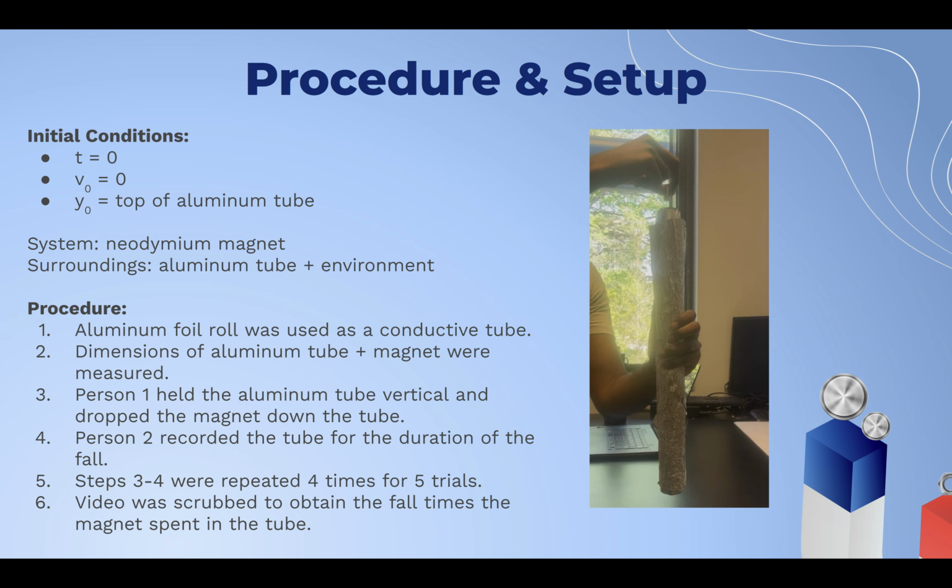First, an aluminum foil roll was used as a conductive tube, and the dimensions of the tube and magnet were measured. Person 1 held the aluminum tube vertical and dropped the magnet down the tube, while person 2 recorded the tube for the duration of the fall. Steps 3 and 4 were repeated 4 times for 5 trials, and finally the video was scrubbed to obtain the fall times as the magnet fell in the tube.